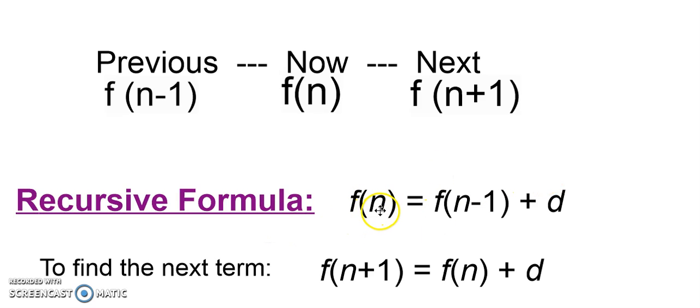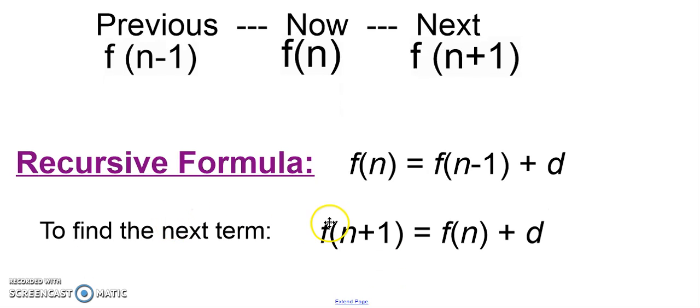To find the term after f of n, because it keeps going in order, we would take f of n, then add 3, and that's how we get the one after f of n, which is f of n plus 1. So these are just really our function notations. We want to know the order that they're coming in. Obviously, if we're subtracting one, that's coming previously. If we're adding one, that's coming after. And this recursive formula is always telling us to take the previous term and add that common difference.